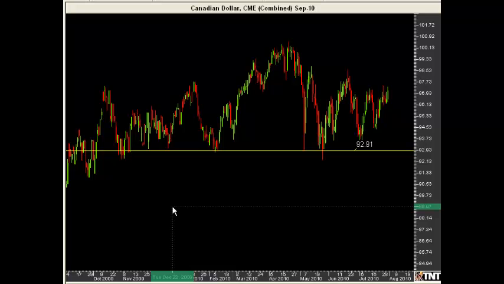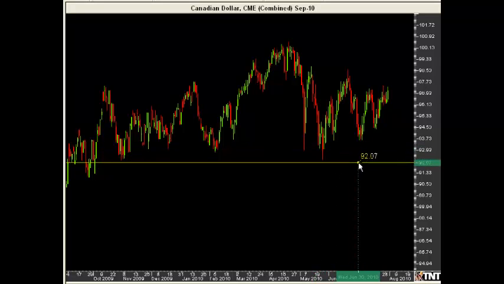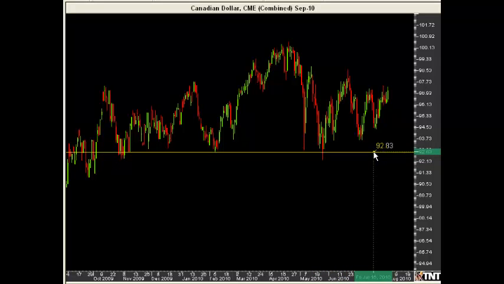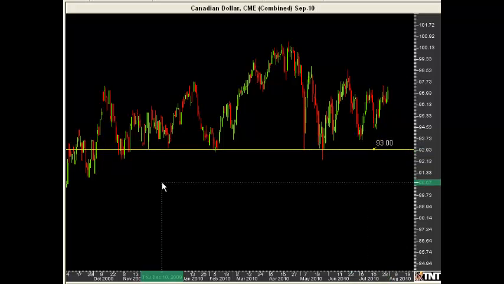Let's take a look at the September Canadian dollar, and we'll just take a look at a few things that have been going on here. I want to draw your attention to a couple of things. First off, we had the Canadian dollar visit this line of support near 92, 93 several times.